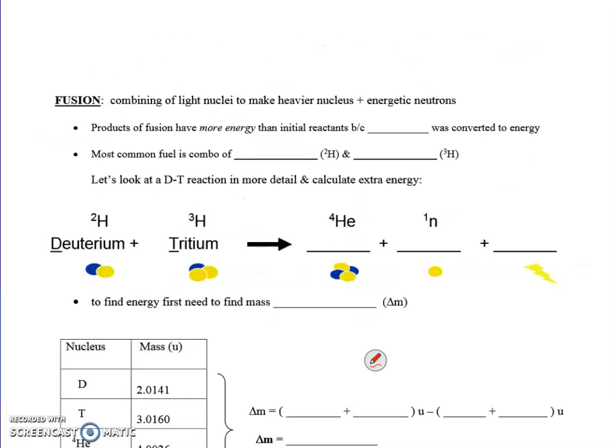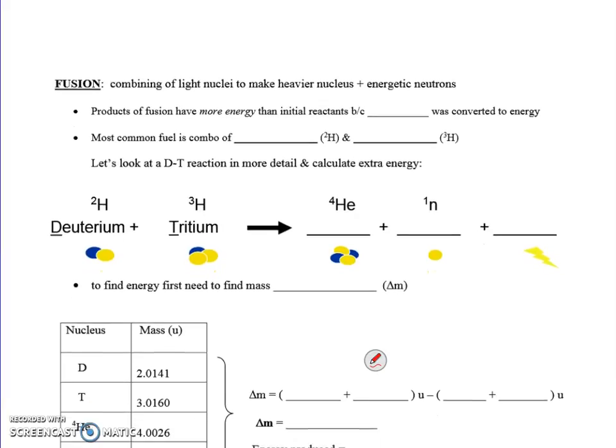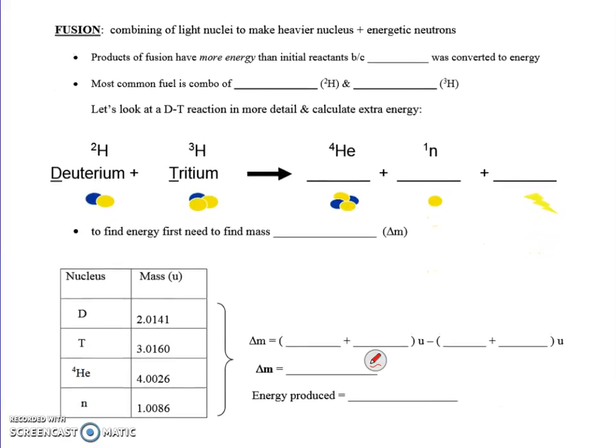Okay, so the next process we want to finish up with is fusion. Fusion is the exact opposite of fission. It's the combining of light nuclei to make a heavier nucleus, plus extra energy. And as we talked about in class, fusion is ideal because we can get a lot of energy for fairly little mass, and there is very little pollution, okay? So the products of fusion have less mass than the initial reactants because mass was converted to energy. The most common fuel for this are isotopes of hydrogen.